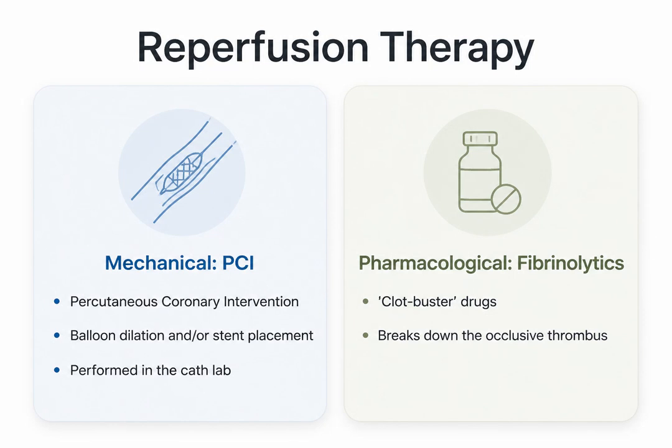For STEMI patients, time is muscle. Reperfusion therapy is how we open an occluded coronary artery, and we have two main ways to do this. The mechanical route is percutaneous coronary intervention, or PCI, where a balloon or stent is placed directly into the artery in the cath lab. The pharmacological route uses fibrinolytics, commonly known as clot busters, to dissolve the blockage.